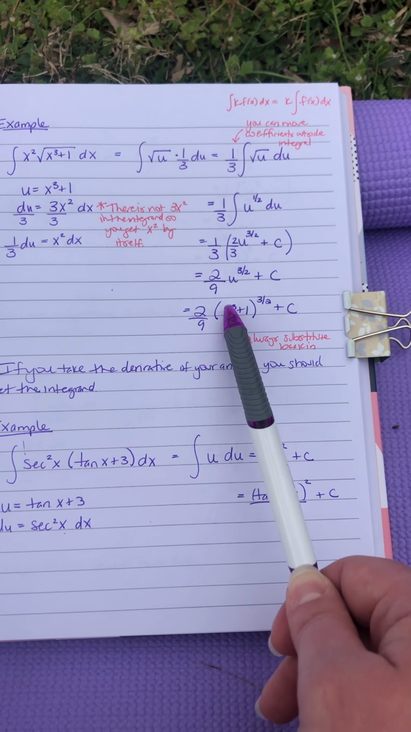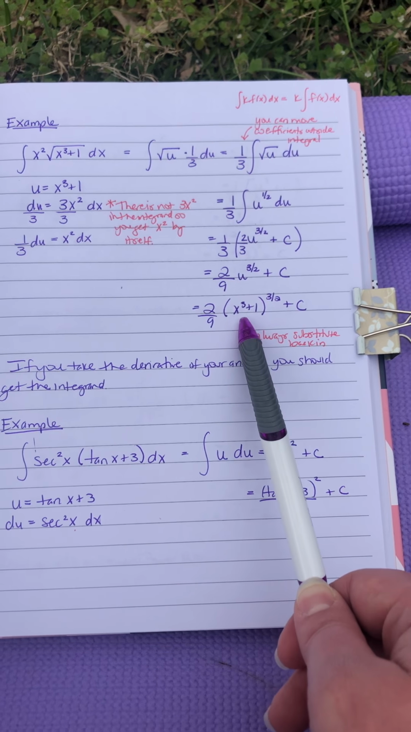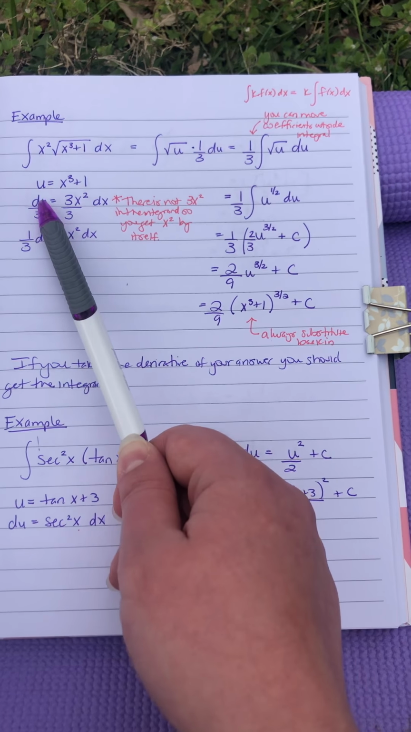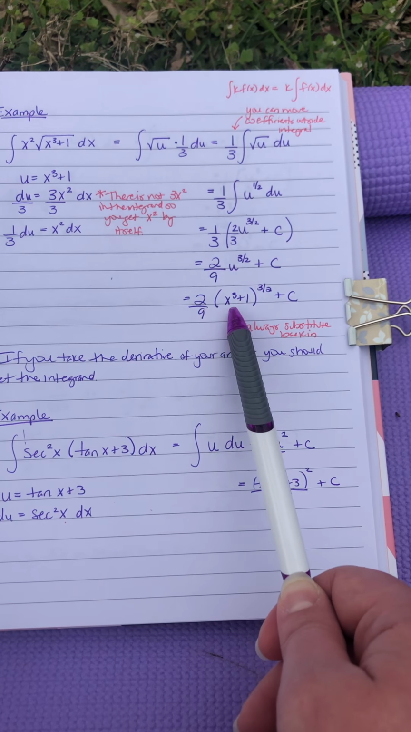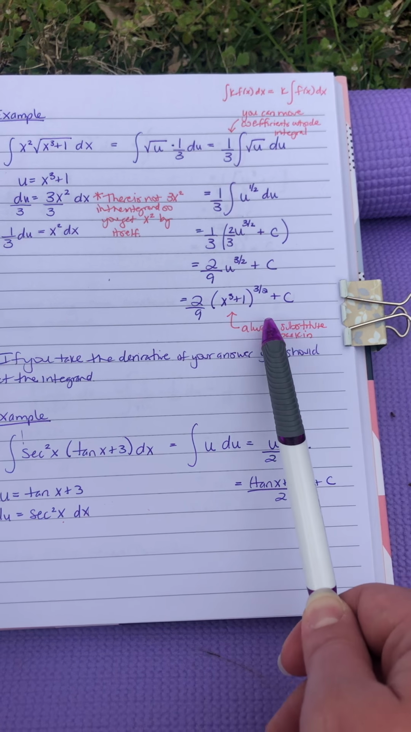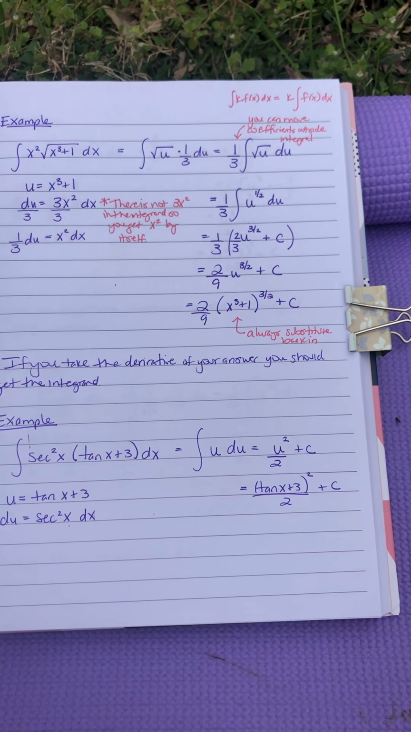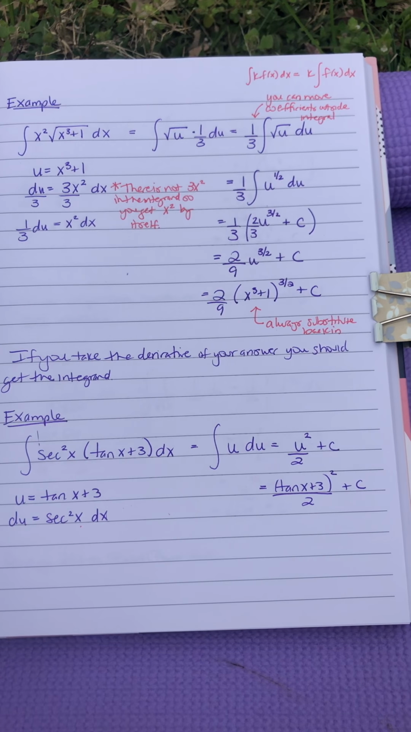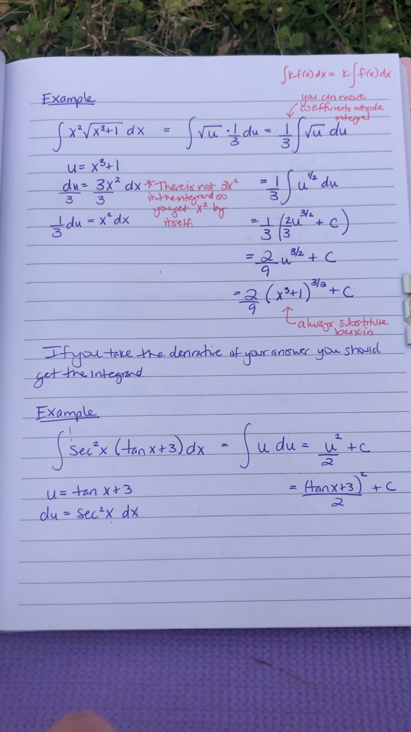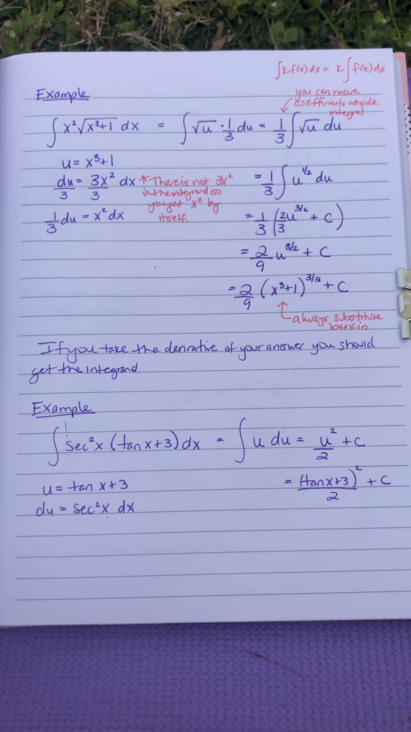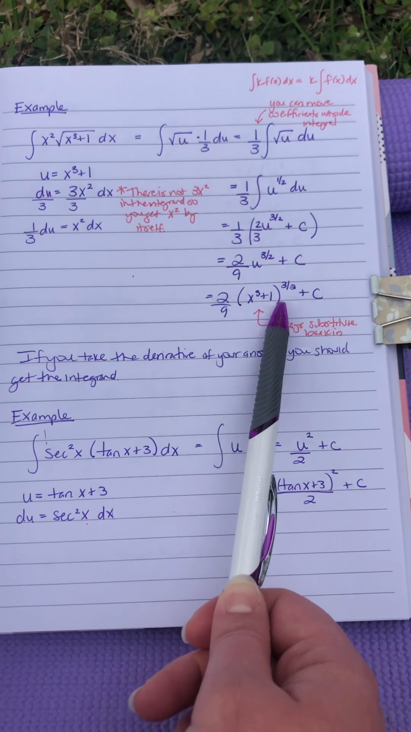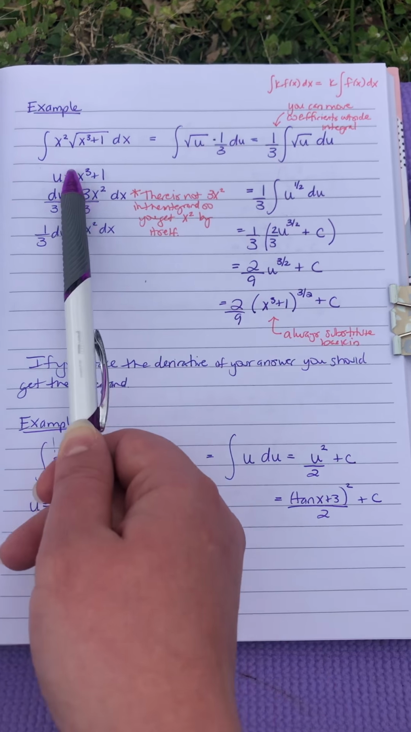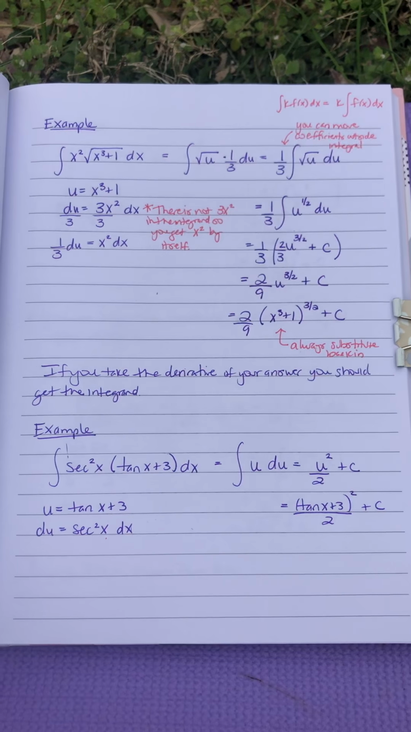All right, so then you go back in and you replace the u with our x terms, so u is equal to x cubed plus 1. So it's going to be 2/9 times x cubed plus 1 to the 3/2 plus c, okay? Always go back in and substitute it at the end. All right, you can take the derivative of your answer and you should be able to get this, okay? So you should test this out. Take the derivative of this. If you get this, you did it correctly, okay?